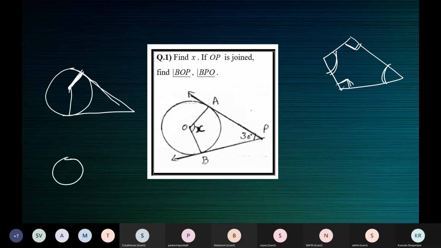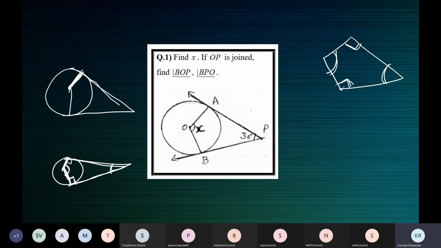Circle, tangents from an external point of the circle, point of contact, radius, 90 degrees, 90 degrees. 90 plus 90 is 180. 360 minus 180 is 180. So the sum of this angle and this angle, this one is a quadrilateral, 1, 2, 3, 4 sides. So the sum of these two angles also will be 180.